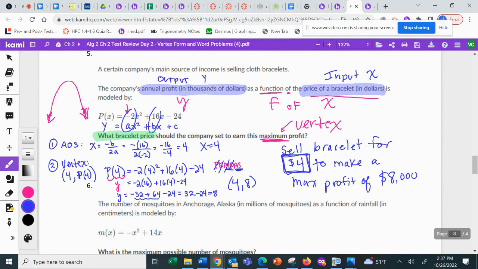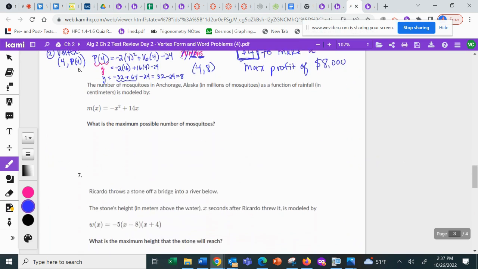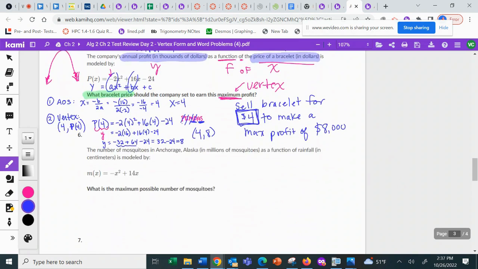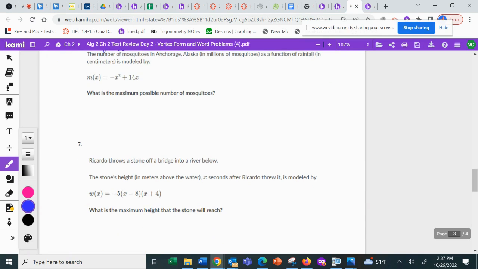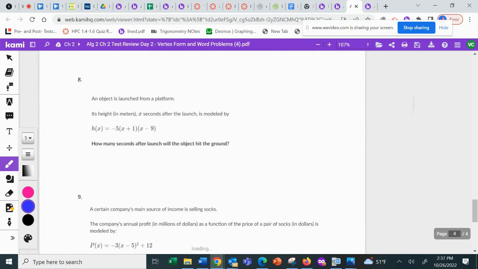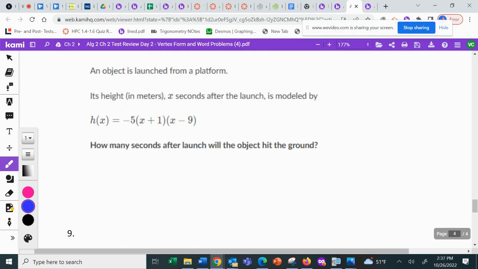I just want to show you one more, and I'm not going to do the whole thing. I'm just going to explain because number 6 talks about maximum. Number 7 talks about maximum. But number 8 says nothing about maximum. Number 8 says we have an object, an object is launched from a platform. So we've got some platform and this thing is launched.